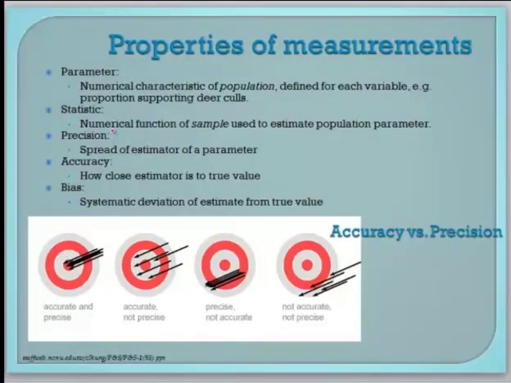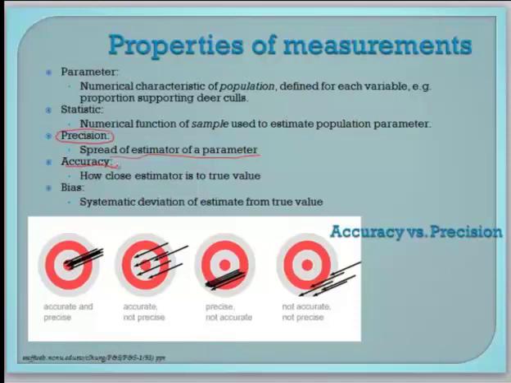So, properties of measurements. I think probably the easiest way to see some of these properties is, well, let's look, for example, first at the idea of precision. Precision means you're spot on. It's the spread of the estimator of a parameter. You can see that the precision here is not very good. Precision here is really quite good.